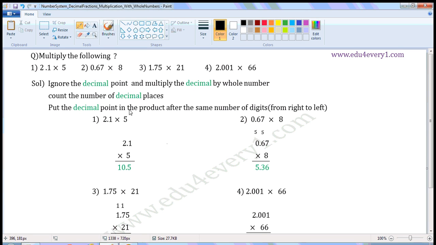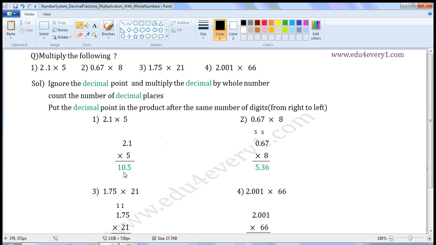Multiply the following. First one, 2.1 into 5. This is a decimal, this is a whole number. Write 2.1 into 5. Now ignore the decimal point and multiply these numbers as we multiply whole numbers. 0.1 is 5, write 5 here, 0.2 is 10. So there is no digit here to put the carry over, so write 10 here.